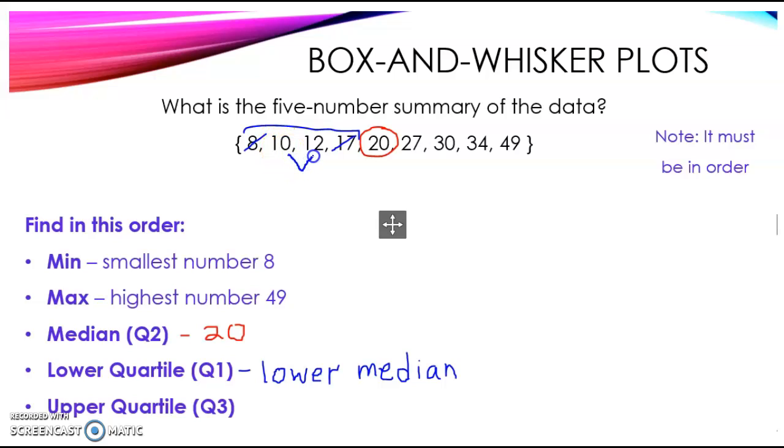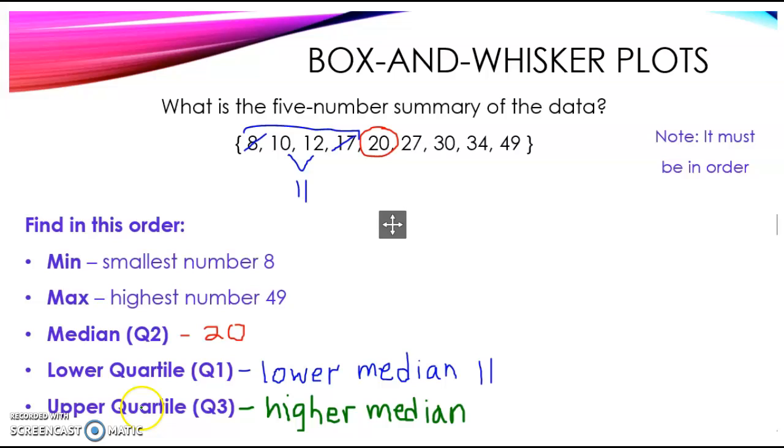And so halfway between 10 and 12 is 11. And so that's going to be our lower median. And of course, if you need to calculate that, you can just find the average of 10 and 12 by adding them together and dividing by 2.